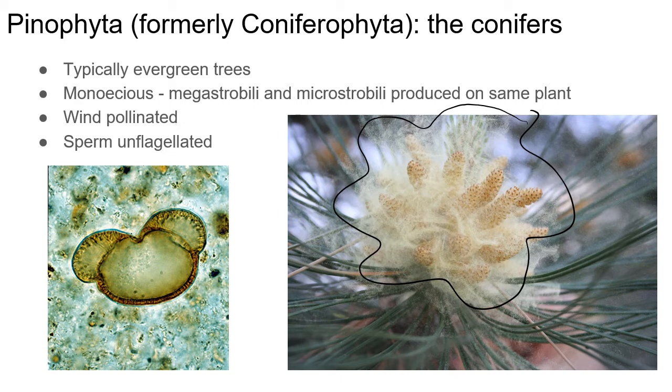They're wind pollinated and their sperm are unflagellated. So this is a group where we see this loss of flagella. Here you can see a pine pollen grain, and it has these two air sacs. So this would allow it to sit on top of a body of water or to float better through the air because it has these almost like wings.